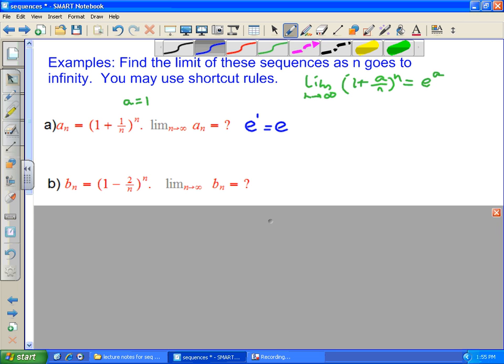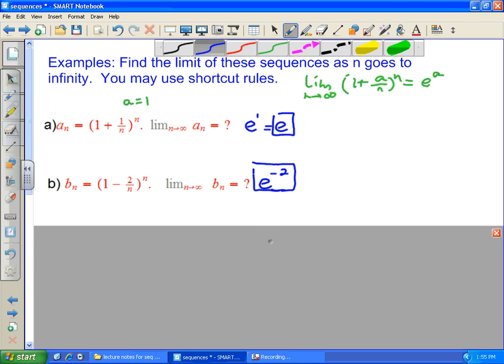The answer will be e to the something, right? Because this is of the form 1 plus a over n to the n. What is our a in this case? Is it 2? Negative 2, right? Because the format is 1 plus a over n. So you can write it as 1 plus negative 2 over n to the n. So the answer is going to be e to the negative 2. Again, if you just remember that rule, you can apply it for these examples using the shortcut methods.